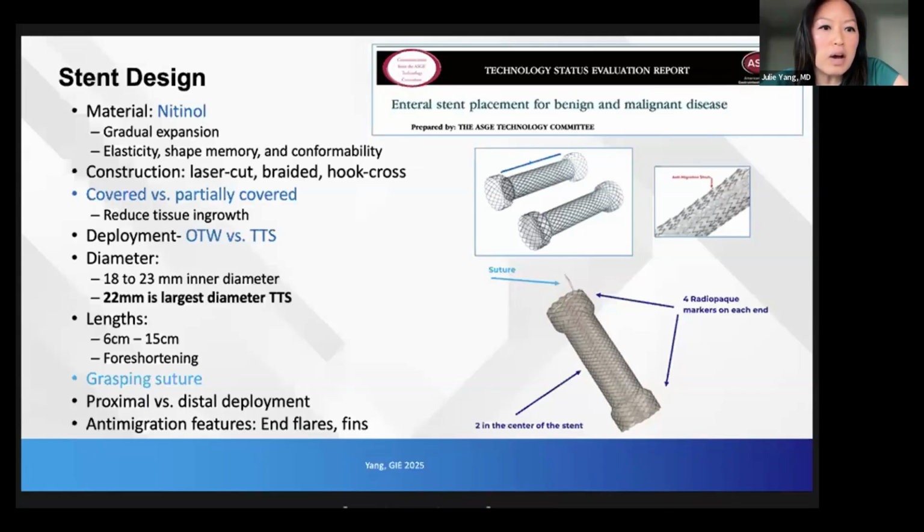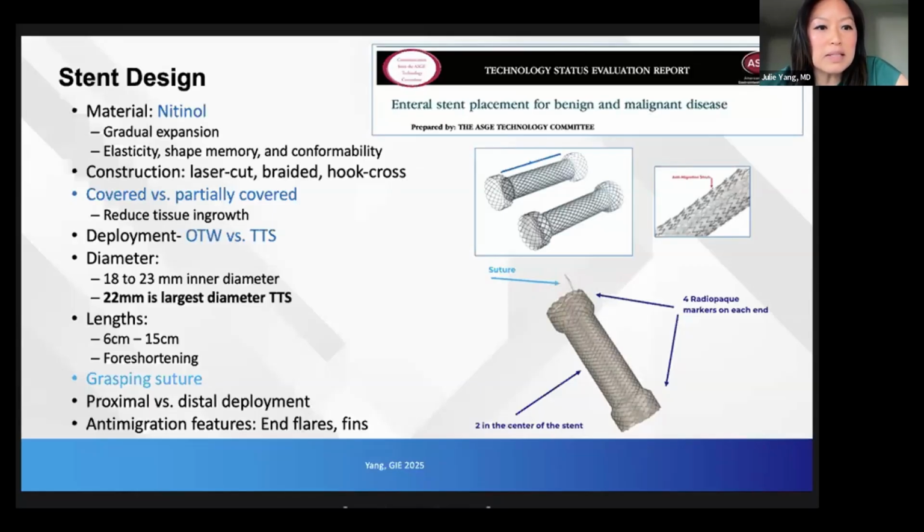So construction of esophageal stents come in different flavors. They could be laser cut, braided, or hook cross. And the details of those things may or may not be important to you in day-to-day practice, but some features of it that maybe you want to remember next time that you have a clinical scenario and you're thinking about a particular stent that may address your issue.